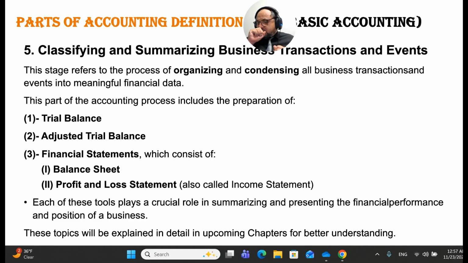This consists of the trial balance, adjusted trial balance, and financial statement, which has two parts: balance sheet and profit and loss statement, also called income statement. I'm going to teach you all these topics.